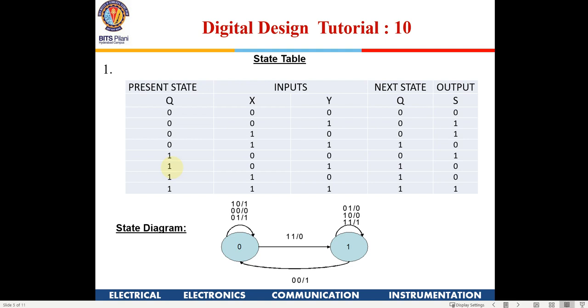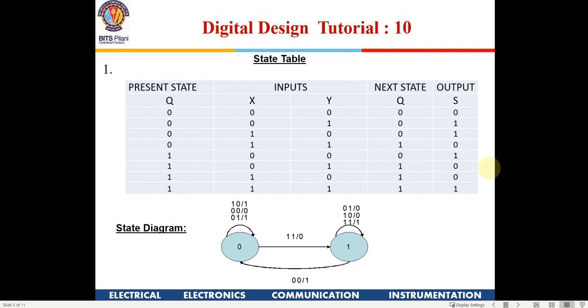And for this condition, if the flip-flop state is 1, and you have 0 1 coming in here, then there will be a carry generated. So in the next state the flip-flop will again be 1 and there will be no sum.